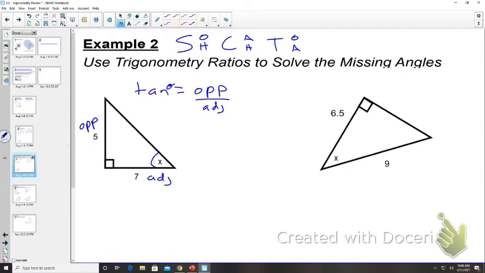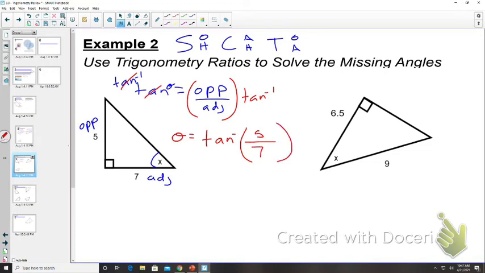I don't know where that is. It's just the second tan. It's the same button, but you press second. So to isolate for theta here, you take the tan inverse, so tan minus 1, of each side. Then you'll be left with theta is equal to tan inverse of the opposite side, which is 5, over the adjacent, which is 7. So second tan, 5 divided by 7.